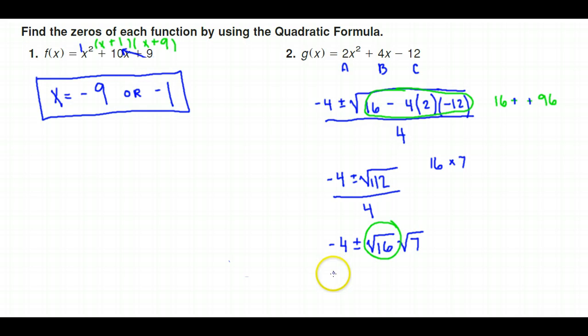So really what I have there, and that was all over 4, I should make sure that's in there. So really what I have here is 4 plus or minus the square root of 16, which is just 4. So 4 root 7 all over 4. Now this works out well because I have the ability to factor out a 4 of each one of these terms.